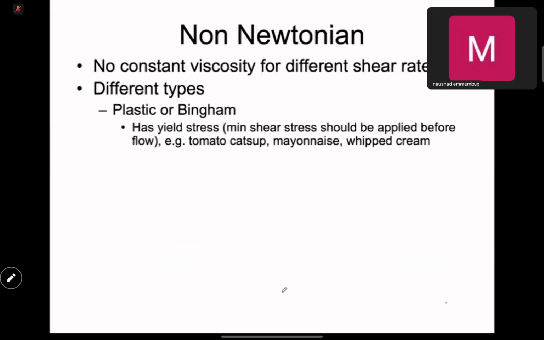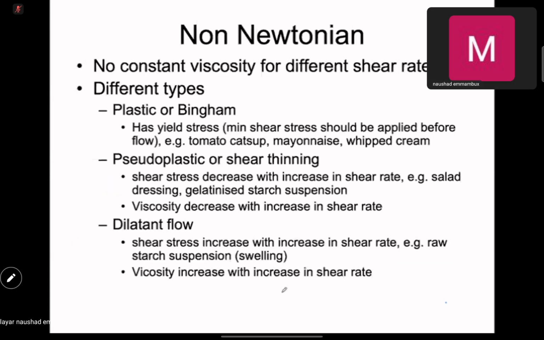But most materials are non-Newtonian, and they can be divided into several types. It can be plastic or Bingham, where yield stress means you have a minimum force that you need to apply for it to really start moving. For example, tomato ketchup.